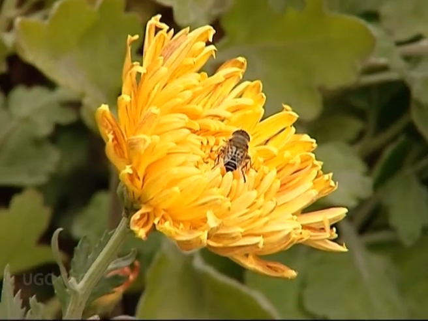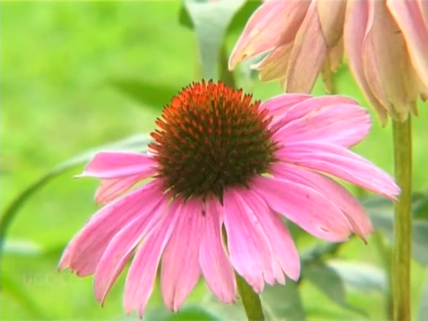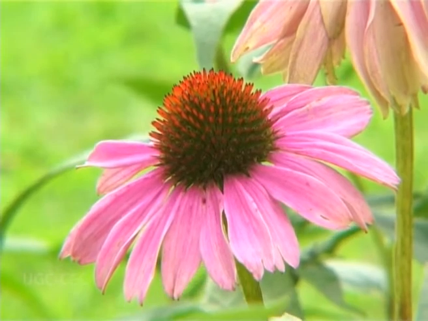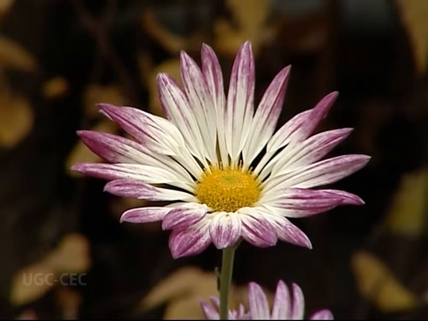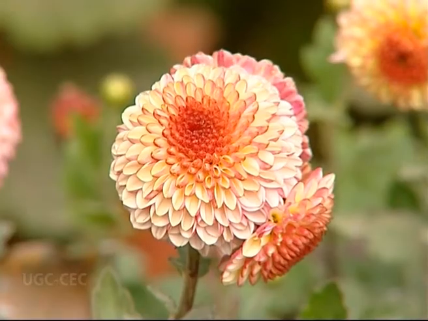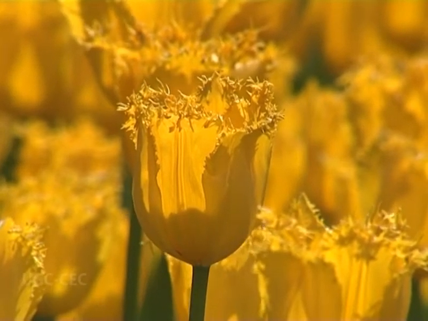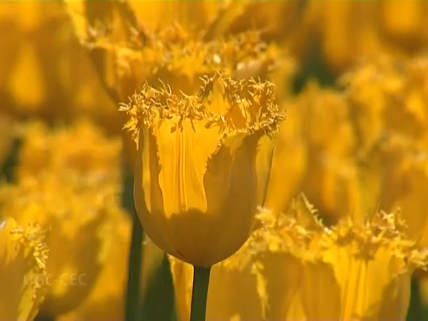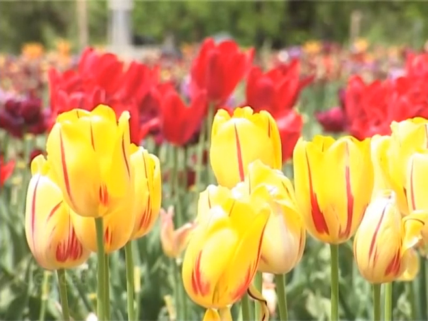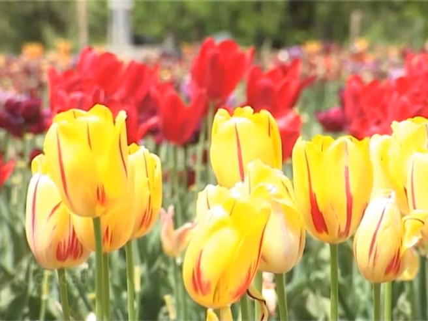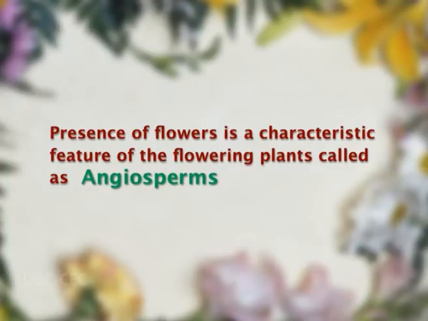Dear students, today we are going to discuss an interesting topic which is related to the flowers. As all of us know that flowers are the reproductive organs of a plant which develop from the floral buds. In fact, each flower is a highly condensed or modified shoot specialized to perform sexual reproduction. Plants produce different types of flowers which may vary in size, shape, color, number and arrangement. Presence of flowers is a characteristic feature of the flowering plants called as angiosperms.